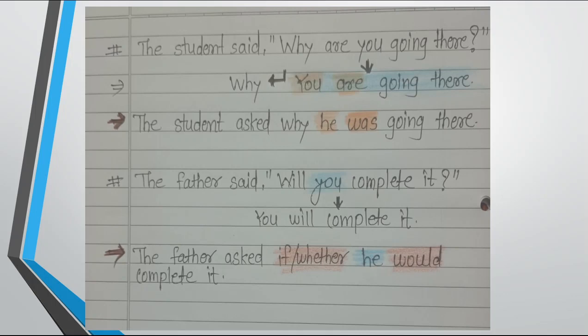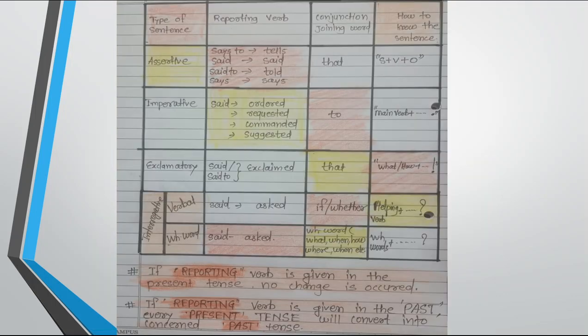So this is all about the table. If you remember this table, if you understand the table properly, then there will not be any problem you will face while solving direct into indirect speech.